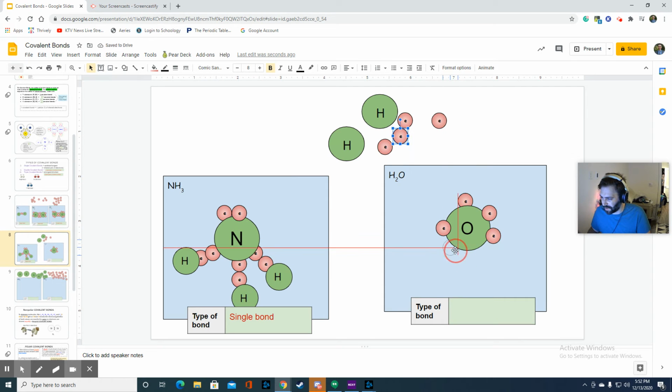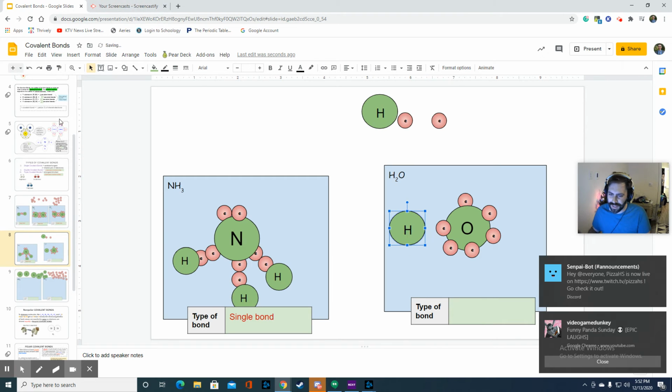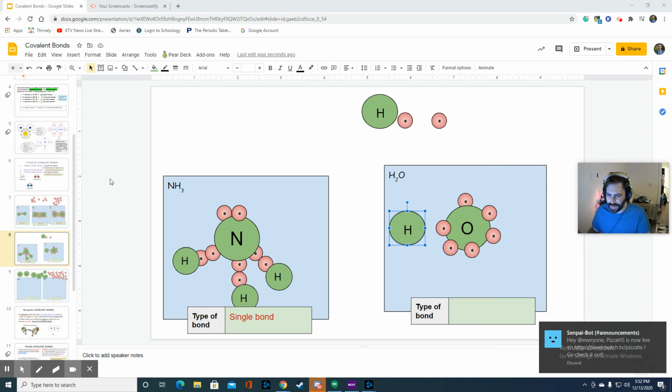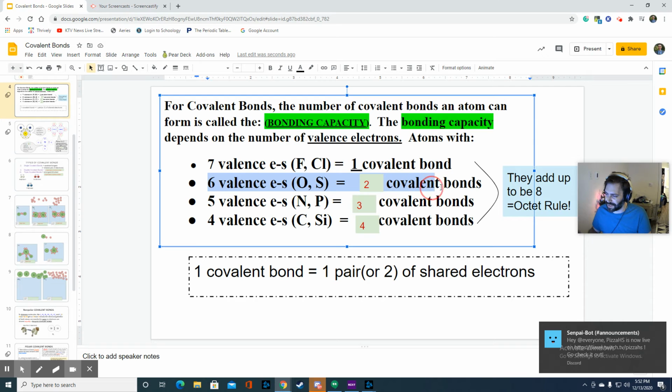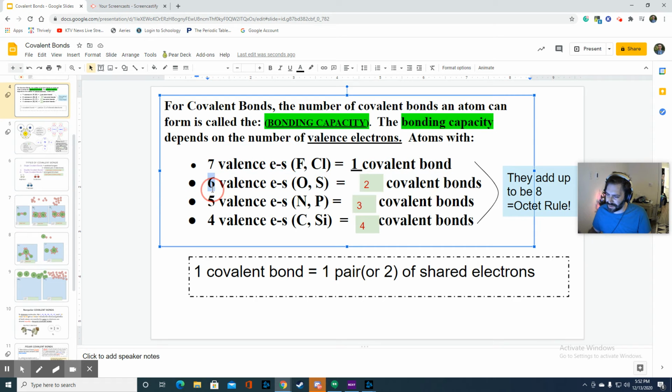2, 3, 5, and 6. Okay. Now I have a hydrogen that comes over. How do you know how many bonds you're going to make? Well, 6 valence electrons. There's going to be 2 covalent bonds. Okay, 2 covalent bonds.